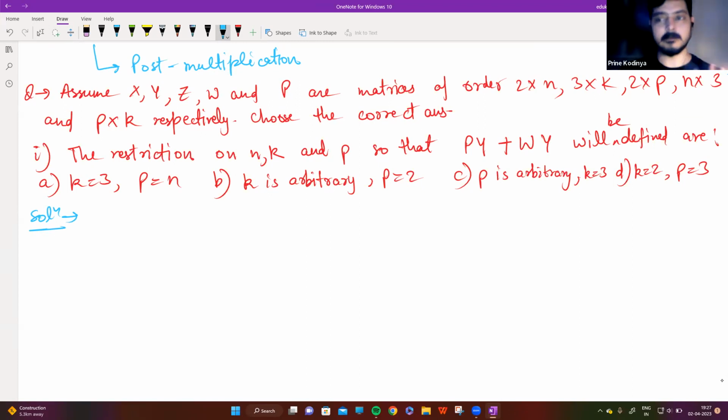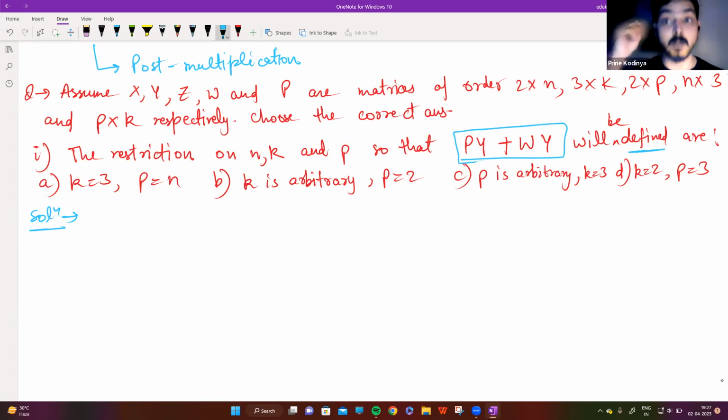We are given 5 matrices with some orders. We have to tell the restriction. Restriction means we have to tell about N, K, and P. Now, how can we tell about N, K, and P? You have to give me some condition to define N, K, and P. So now the condition is given to you. The condition is this: PY plus QY will be defined.